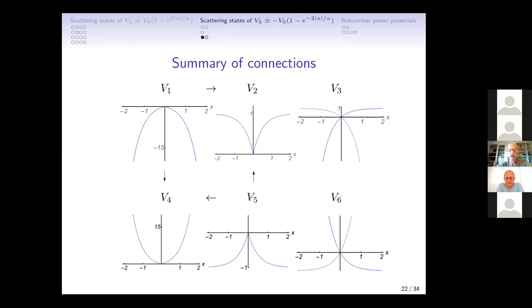Any questions, because I'm going to go on to power potentials now. Any more questions? I understand the comments that people have made that these are very, very funny states of the bottomless potential. So maybe the whole thing is not mathematically viable, but that's what they are.